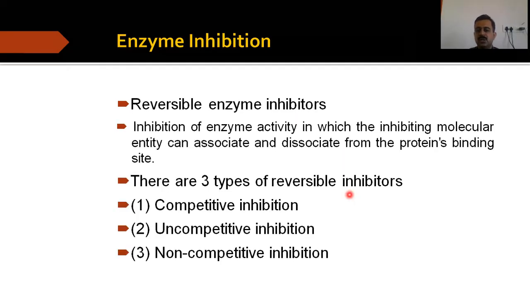Reversible enzyme inhibition is inhibition of enzyme activity in which the inhibiting molecular entity associates and dissociates from the protein binding sites. Now, three kinds of reversible inhibitors are there: competitive inhibition, uncompetitive inhibition, and non-competitive inhibition.